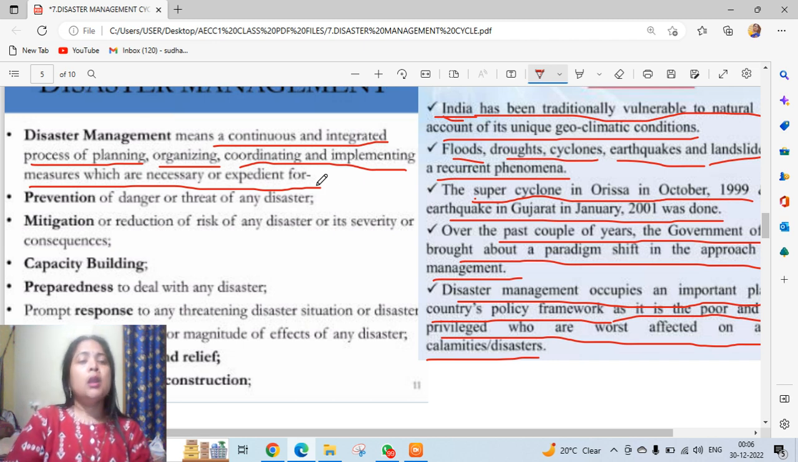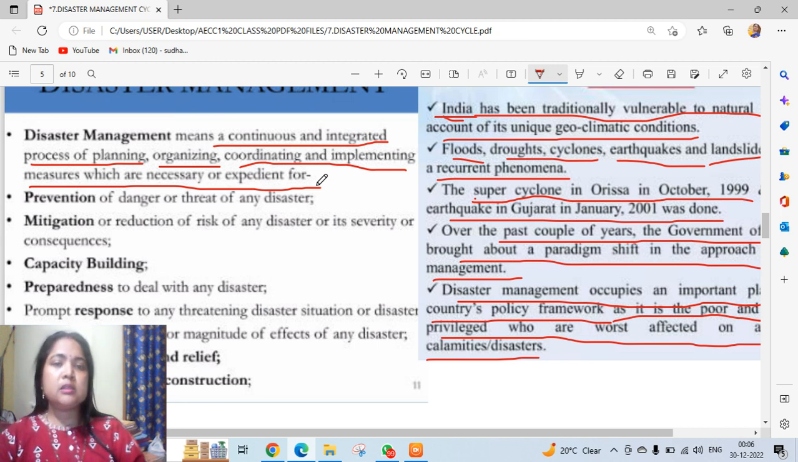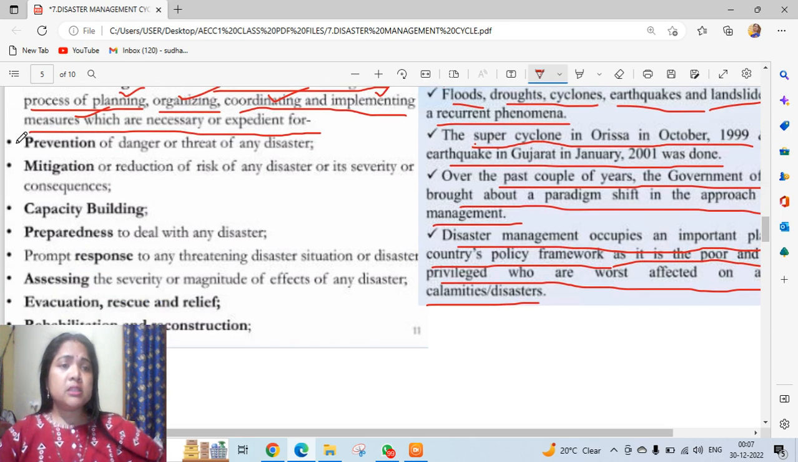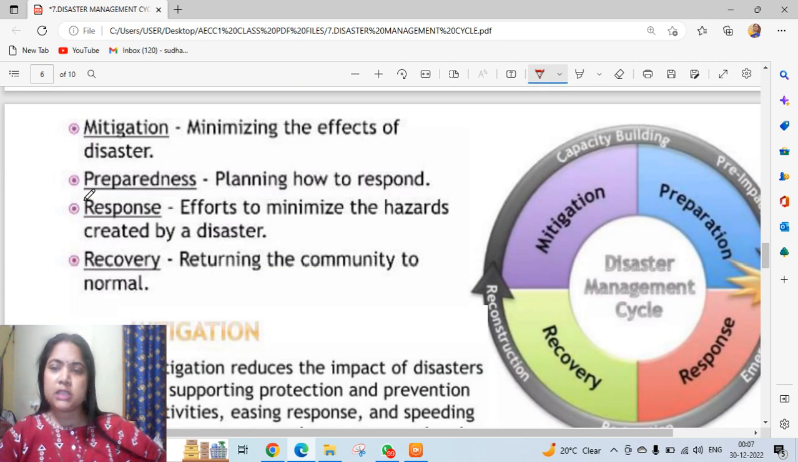Okay. So disaster management is nothing but a continuous and integrated process which involves several steps, like we need some planning, we need some organization or coordination, then implementing the plannings or measures. So prevention, there are several steps which we will discuss here in the disaster management cycle. Actually, what is the cycle we will discuss here.